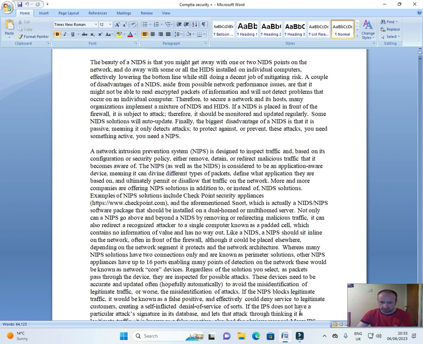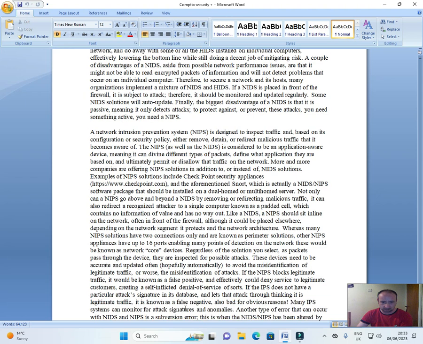If the IPS does not have a particular attacker signature in its database and lets that attack through thinking it is legitimate traffic, it is known as a false negative, and also bad for obvious reasons. Many IPS systems can monitor for attack signatures and anomalies.